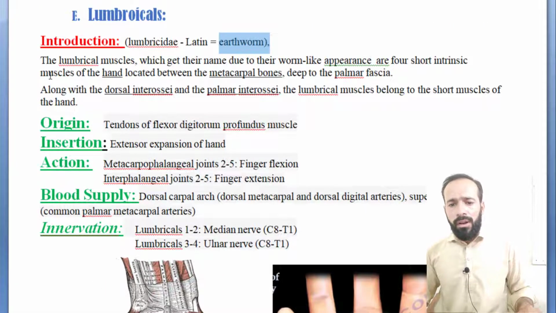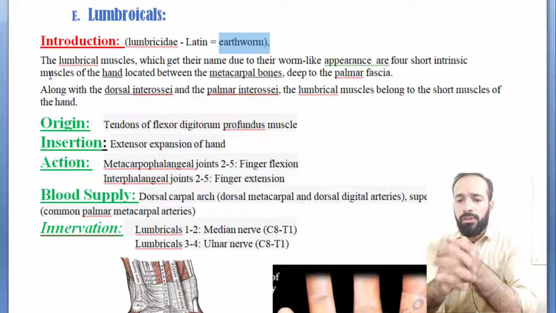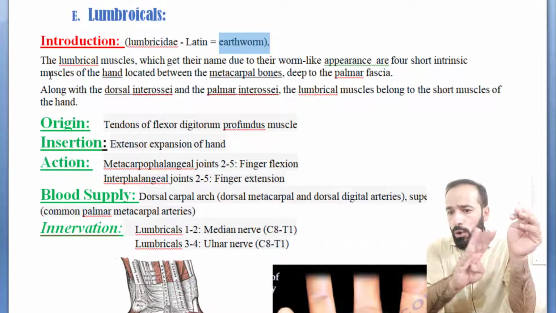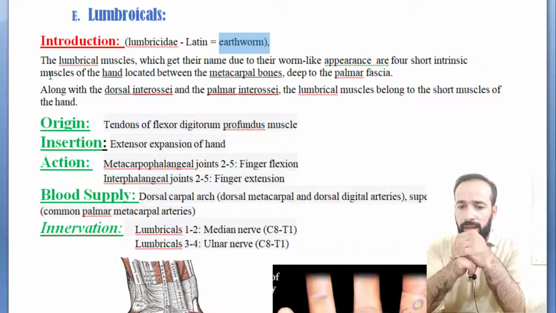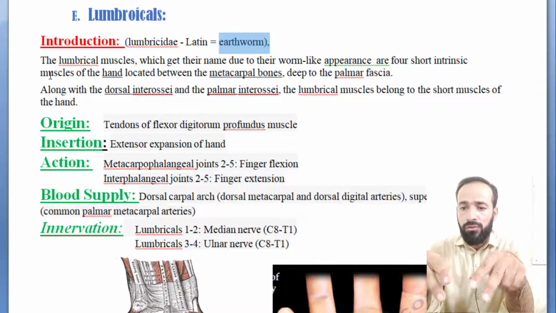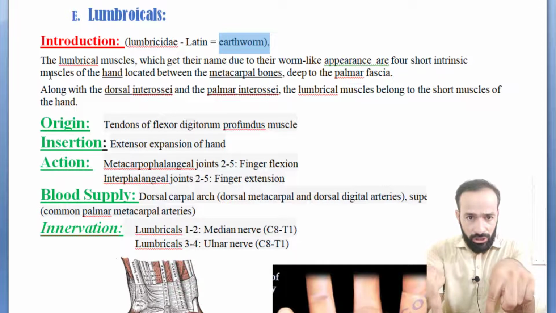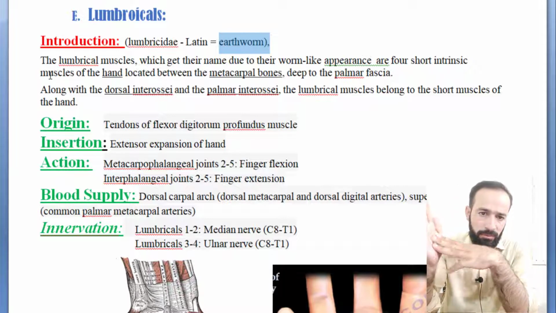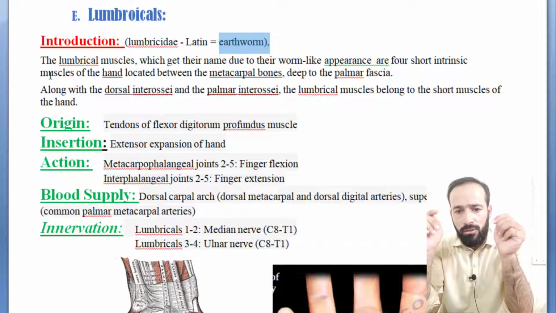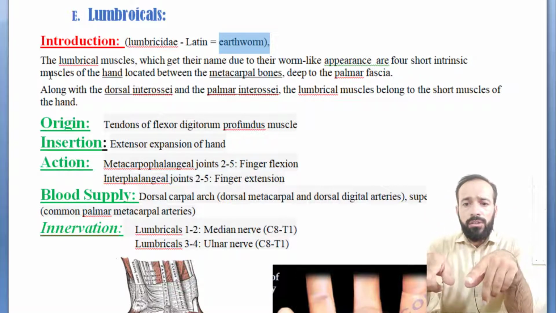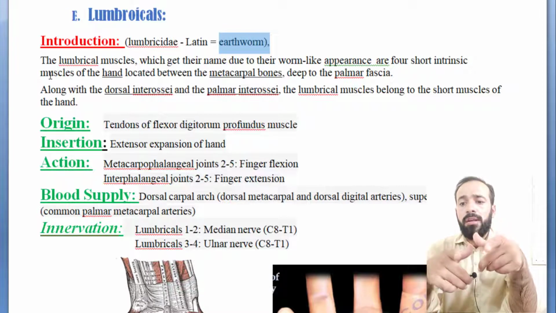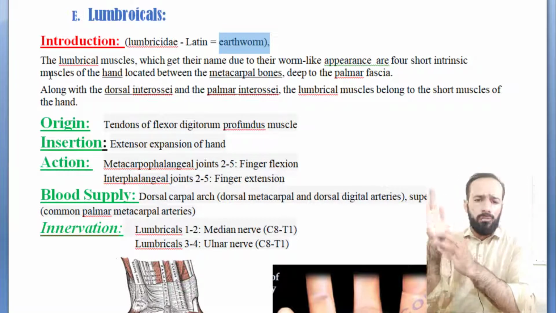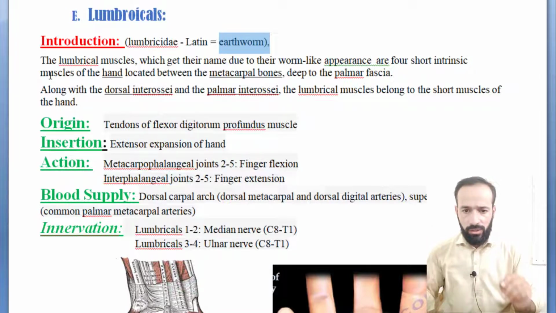So look, the lumbrical muscles, which get their name due to their worm-like appearance, are 4 short intrinsic muscles of the hand located between the metacarpal bones, deep to the palmar fascia. So here is the fascia, the palmar fascia. Deep to that palmar fascia there are lumbricals. Along with dorsal interossei and palmar interossei, the lumbrical muscles belong to the short muscles of the hand.